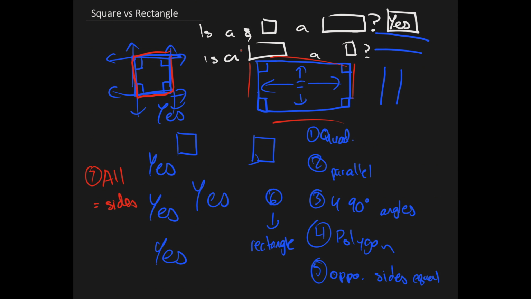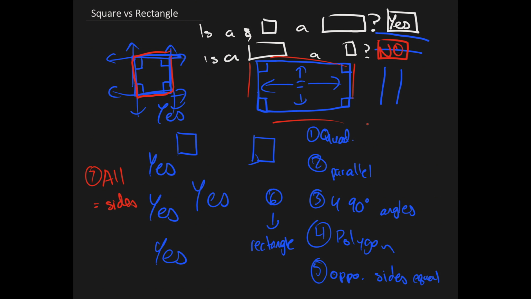So is a square a rectangle? Yes. Is a rectangle a square? No. You always have to remember that wording. So I'm just going to do a quick thing. Square to rectangle? Yes. Rectangle to square? No. Memorize that, because this can get very confusing.